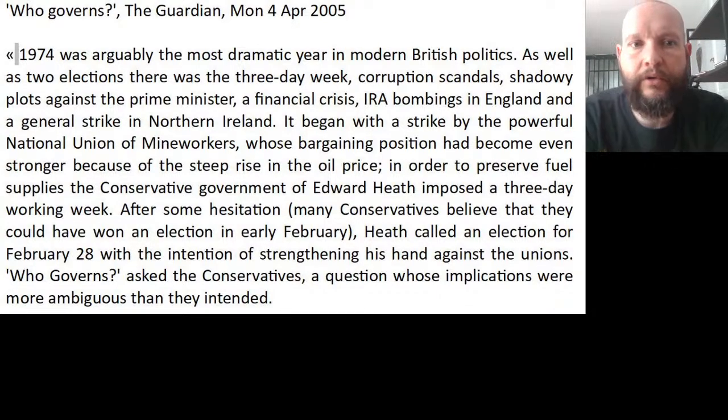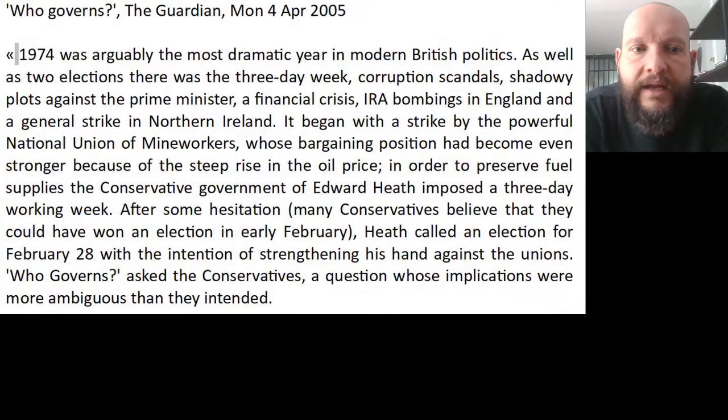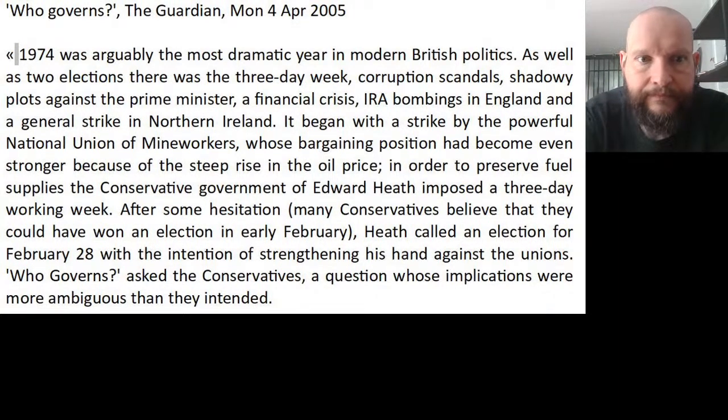In order to preserve fuel supplies, the Conservative government of Edward Heath imposed a 3-day working week for the miners. After some hesitation, many Conservatives believed that they could have won an election in early February. Heath called an election for February 28 with the intentions of strengthening his hand against the unions. The unions are the trade unions.